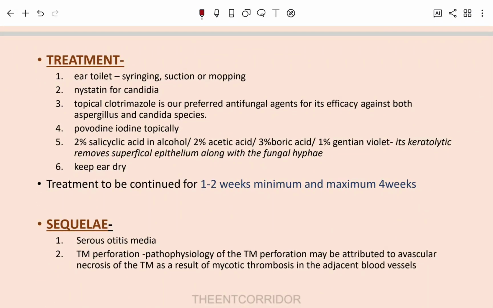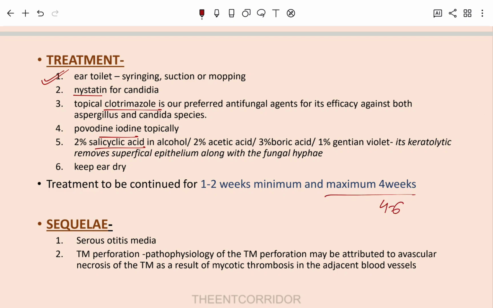Now talking about the treatment, the main treatment is ear toilet, which is syringing, suctioning and mopping. Then we use topical solutions only. Systemic is very rare. In topical form we have nystatin, clotrimazole, then we use povidone iodine, salicylic acid, acetic acid, boric acid. And the treatment duration varies from a minimum of 1 to 2 weeks to a maximum of 4 to 6 weeks.